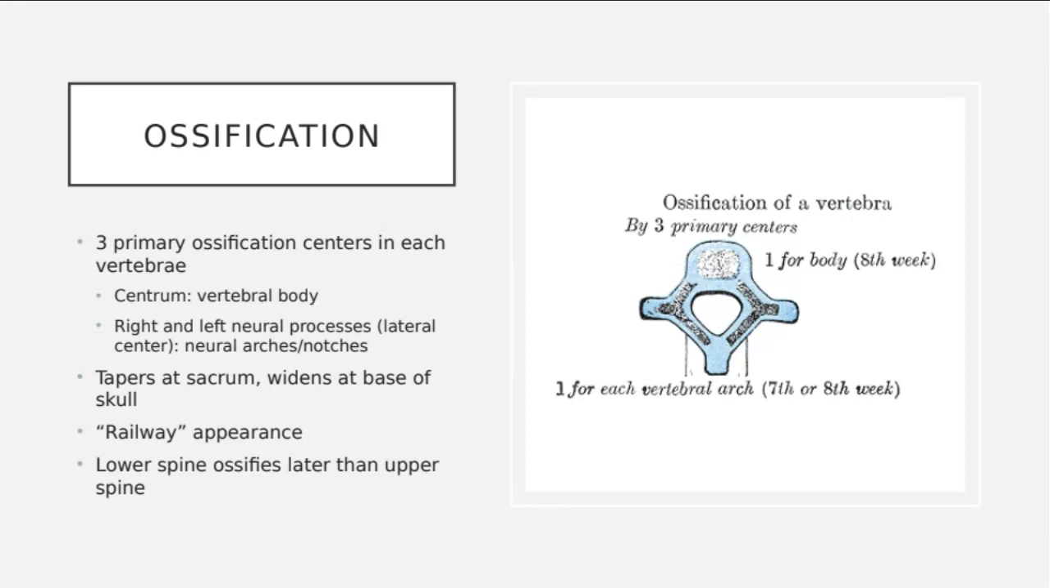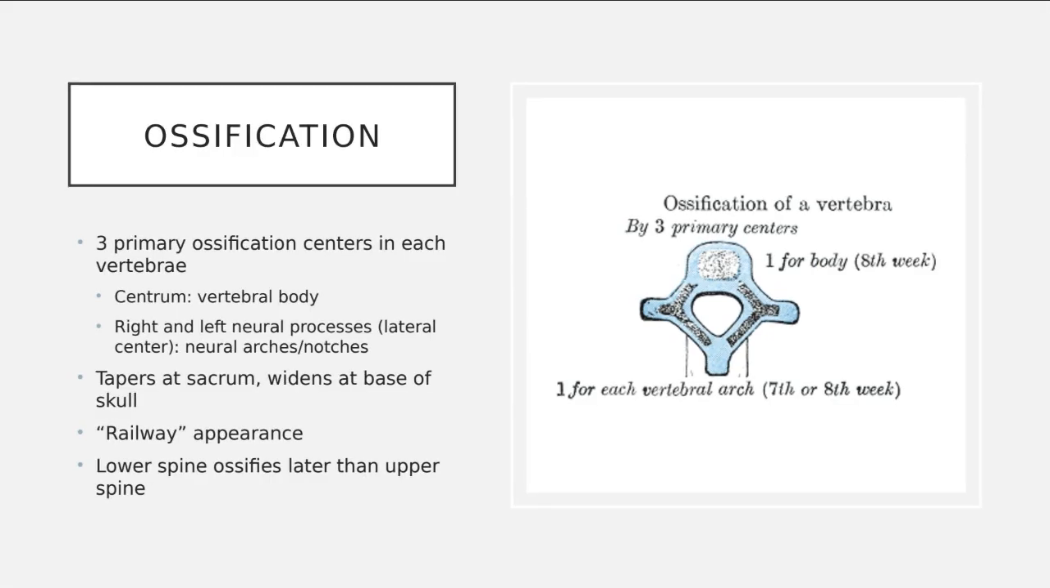Our spine itself is going to taper, meaning it's going to narrow off at the sacrum, so right at our bottom, and then it's actually going to widen at the base of our skull. So our vertebrae are going to represent those changes. Our vertebrae are going to get a little different towards the caudal region where it tapers. It's going to be a little different at the cephalic region where it widens. The spine itself is going to have a railway appearance on ultrasound, which we'll see in a second.